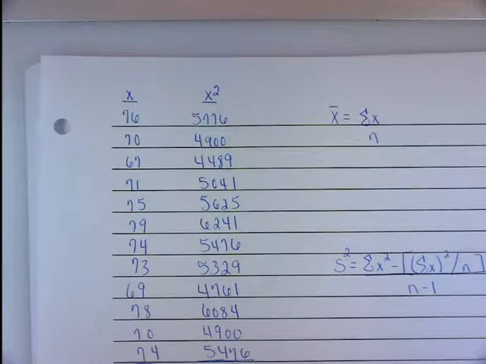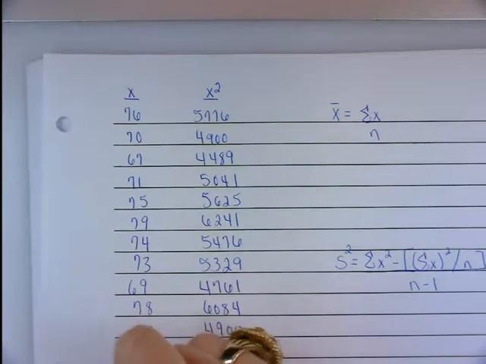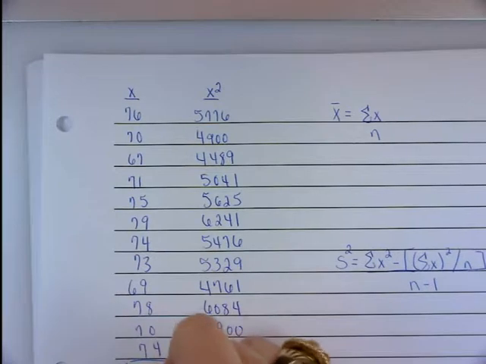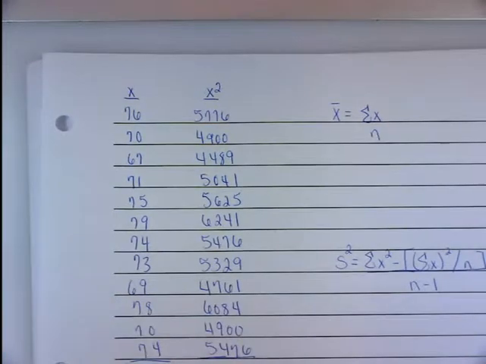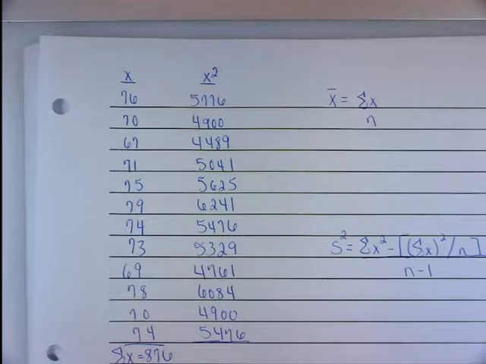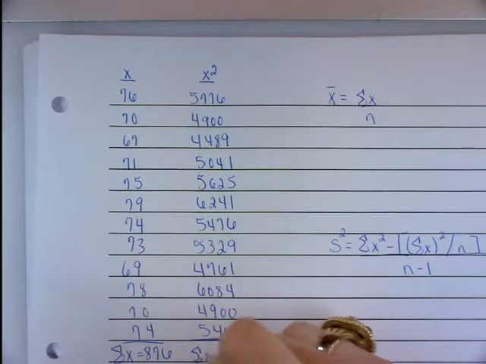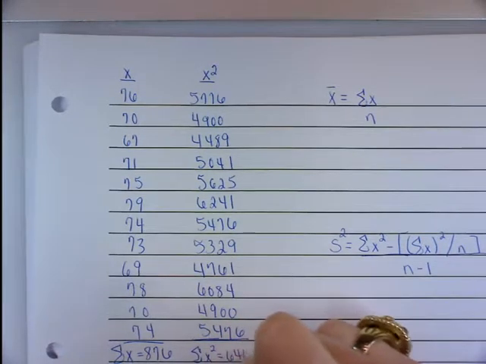In the x column, 76 plus 70 plus 67 plus 71 plus 75 plus 79 plus 74 plus 73 plus 69 plus 78 plus 70 plus 74. I received a total of 876. For the summation of the x squared column, when I add all of those values, I received the summation of the x squared column is 64,098.